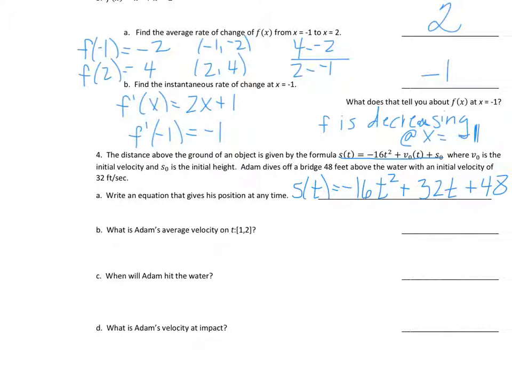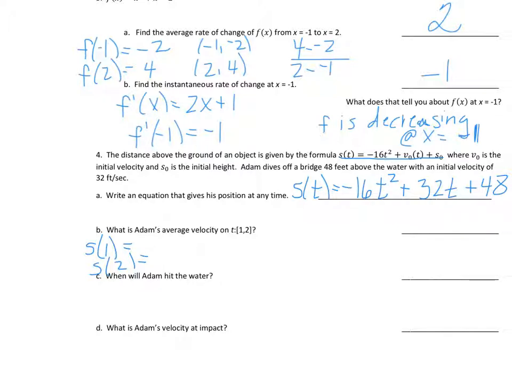And now what is it asking me? It's asking me for Adam's average velocity on 1 to 2. And so here's what I'm going to do. I'm going to find his position at 1 and his position at 2. Need a little more space. These are tiny.